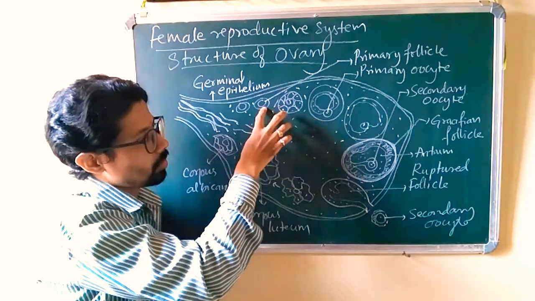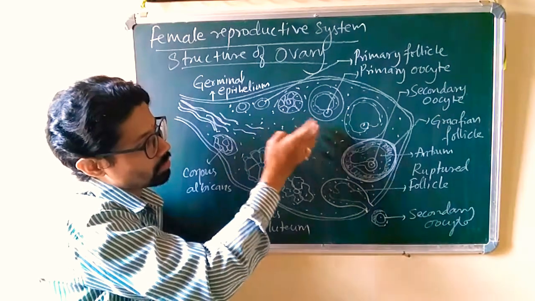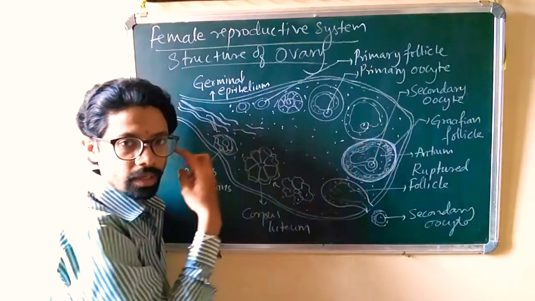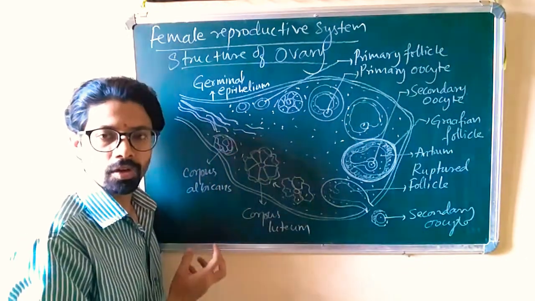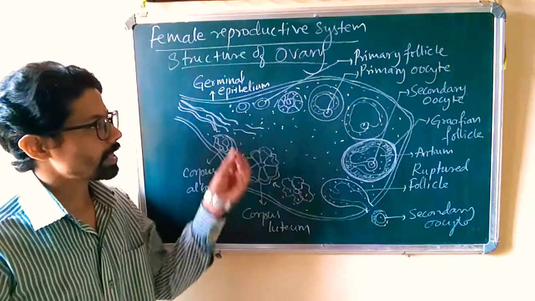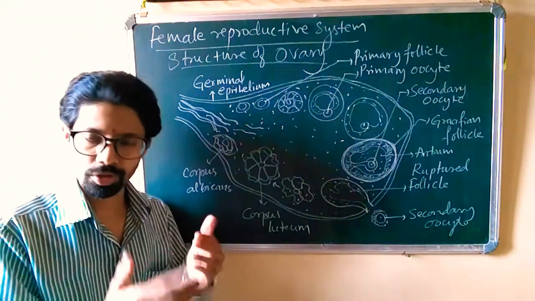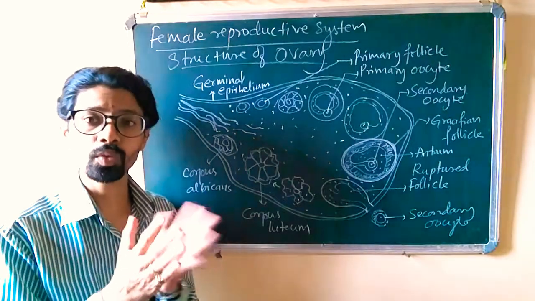So this is a primary follicle, then secondary, then tertiary, and then the maturation phase, and then the mature follicle. This is a mature follicle. The mature follicle is called the Graafian follicle. Okay, so inside these follicles itself, the development of the ovum takes place by the division called meiotic division, or oogenesis.